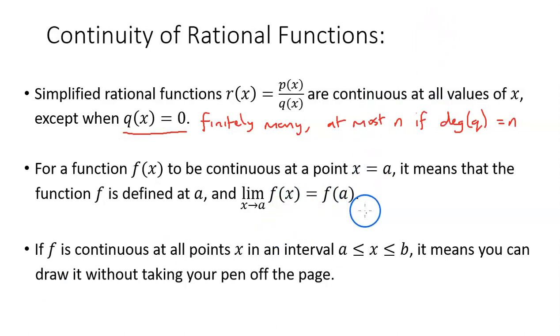So let's just draw a little diagram of what that would mean. Let's suppose that this is a and this is f of a. So we know our function takes this value at that point. And now since there are only finitely many points where simplified rational functions are not continuous, that means we can find some interval around a where there are no discontinuities inside that interval. So let's just seal it off.